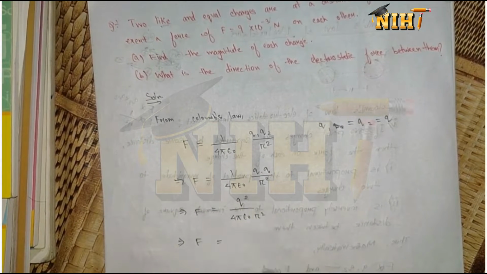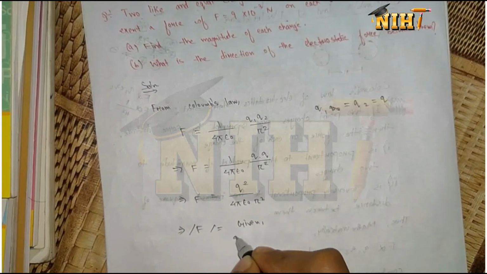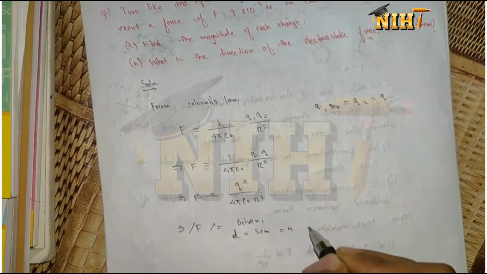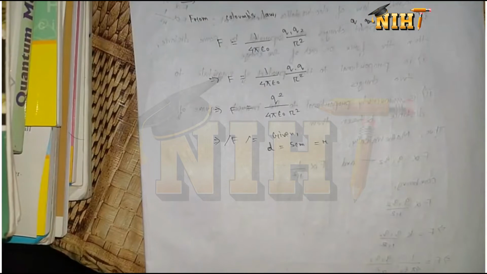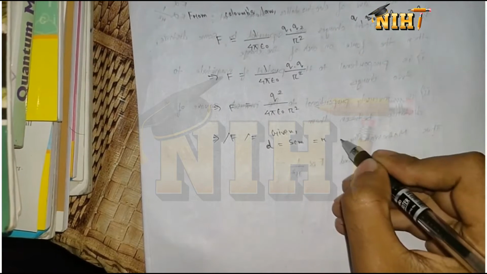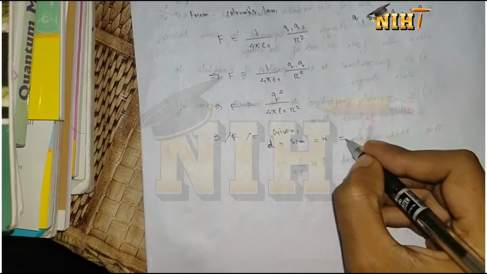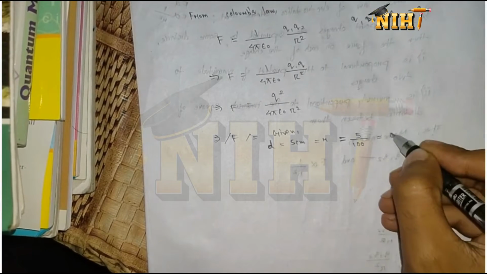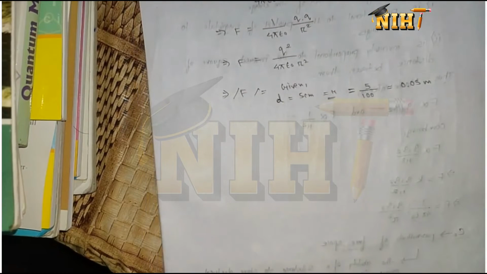Now we just have to put in the values given. d equals 5 centimeter and d equals R here. So we have d equals R equals 5 centimeter. As we have the distance in centimeter but the SI unit is meter, we have to convert it to meter. So we just divide it by 100 and get 0.05 meter. This is our distance, 0.05 meter.